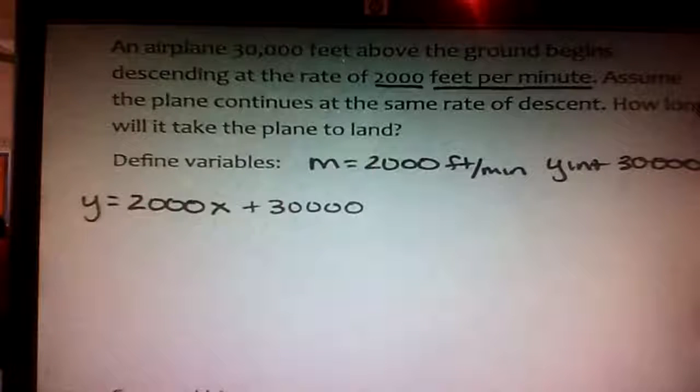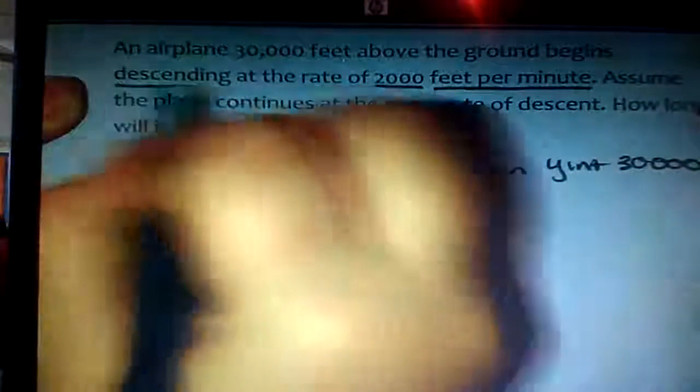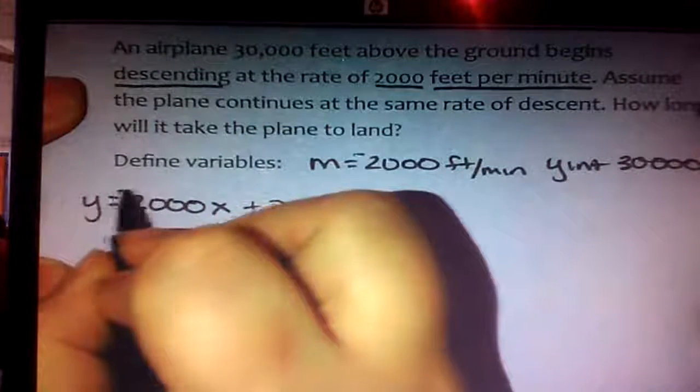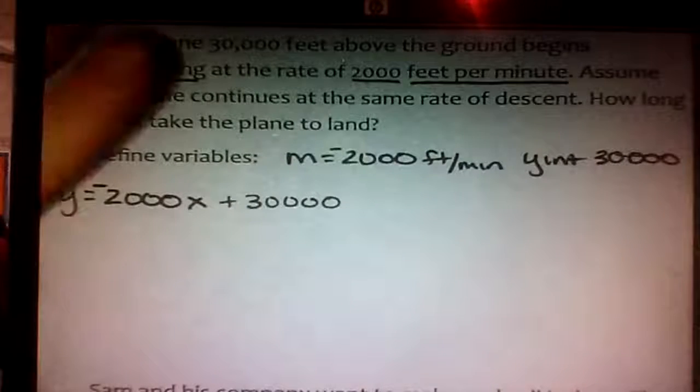It's descending. So 2,000 should be negative. It's descending, so it should be negative. It's going down. Okay, so pay attention to your wording. X equals number of minutes and Y equals the time.